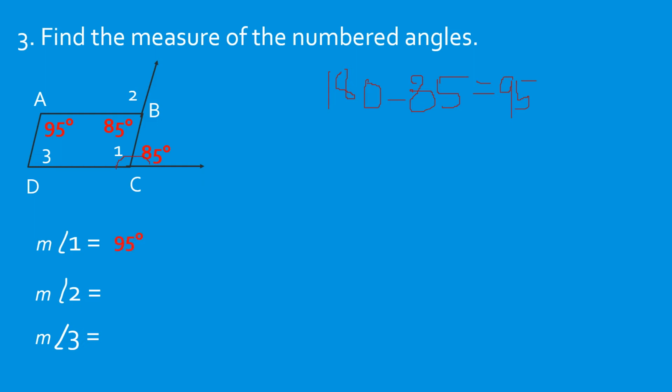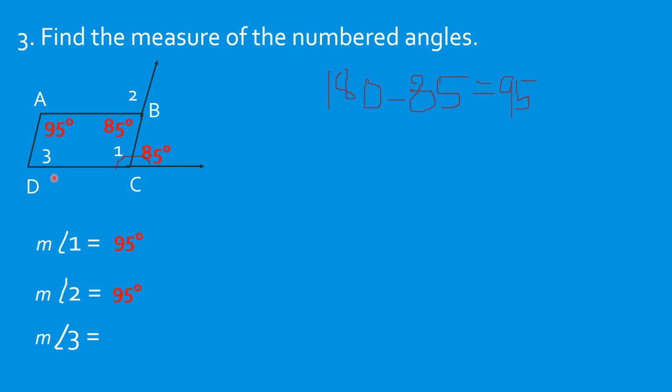What about the measure of angle 2? Here. So same thing here. Angle 2 is an exterior angle, and they are supplementary also. It means 180 again minus 85, that is also equal to 95 degrees.